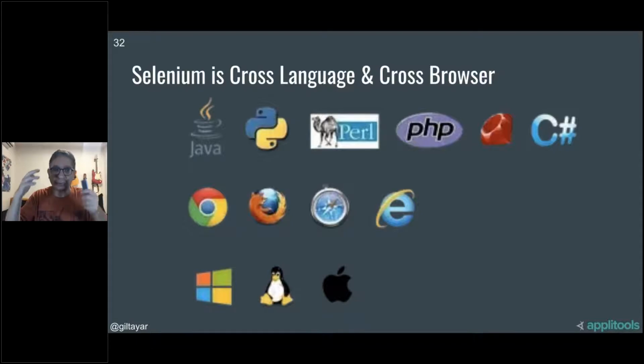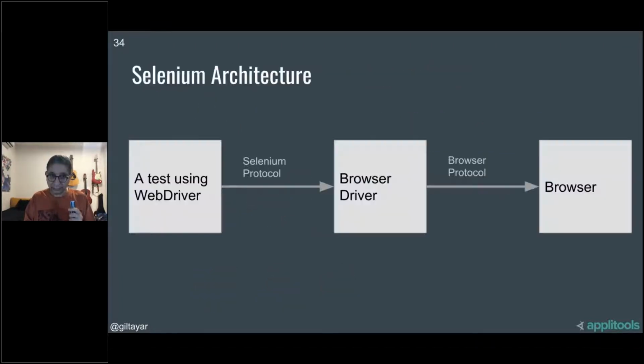So when Selenium was written, it was written in the tester mindset. They needed to be cross-browser and cross-operating system, and they needed to support multiple languages. And these two things, cross-language and cross-browser, reflect on the product as a whole. How? Well, look at the architecture.